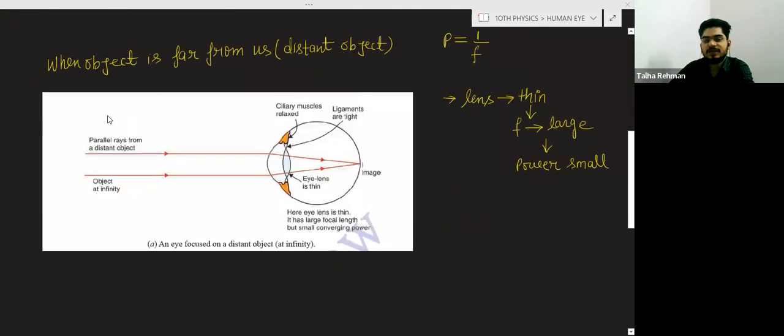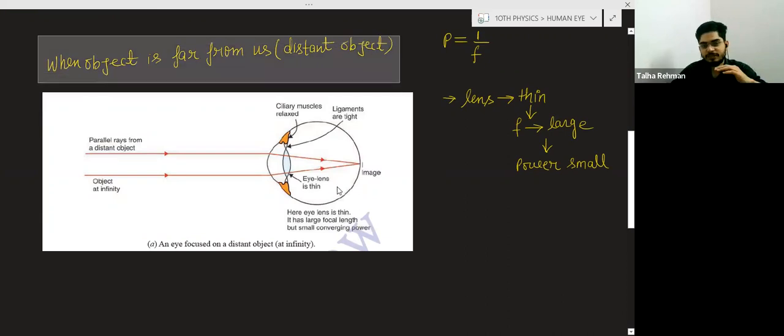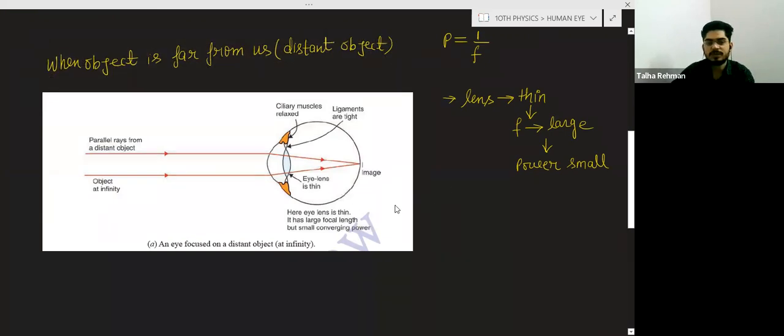So this is the action of the eyes when the object is far from us. Okay, so you can draw this diagram also.